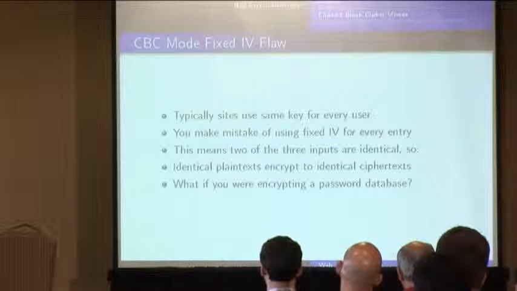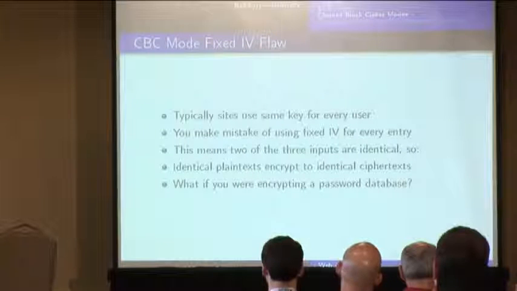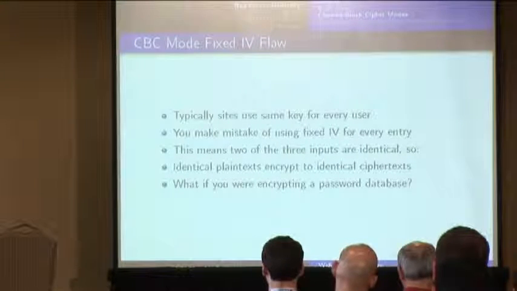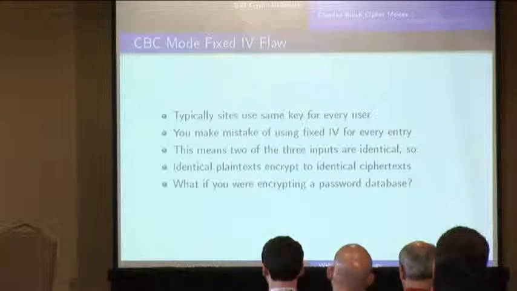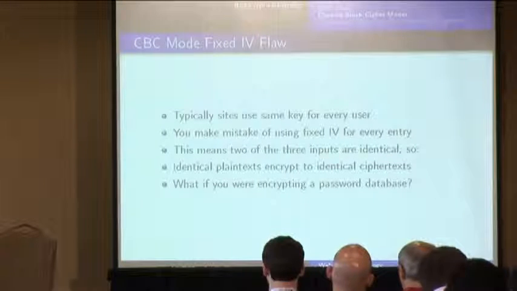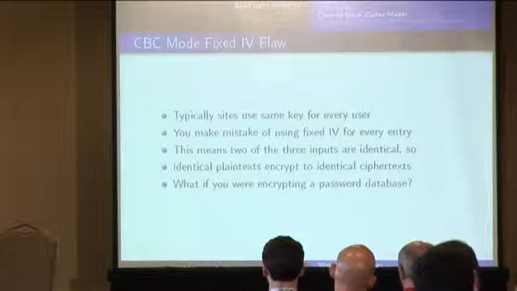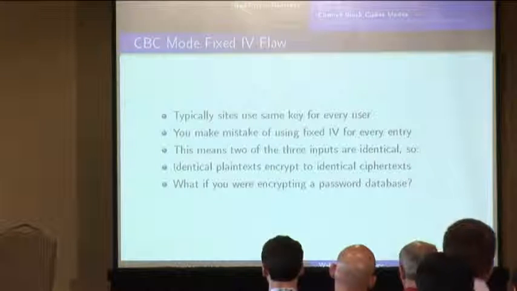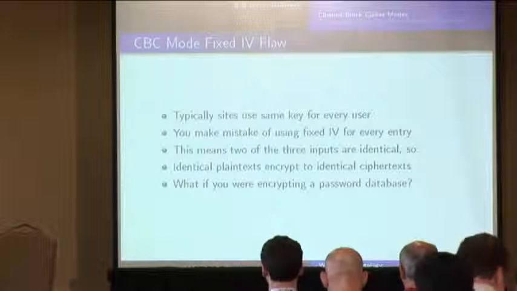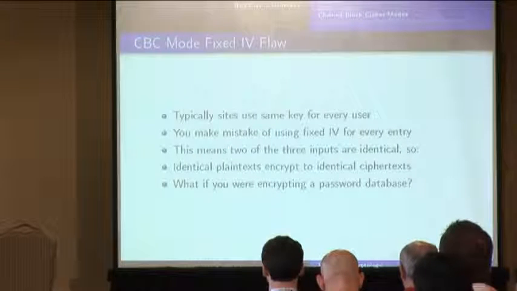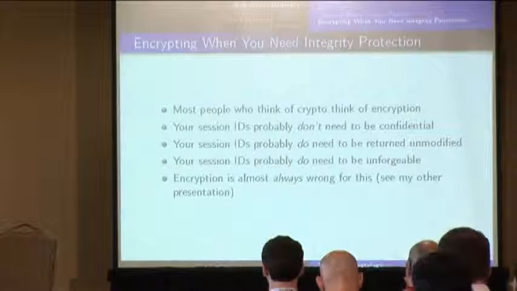But typically, generating random IVs is too much difficulty for developers, so they tend to use the same one for every user. And in fact, I even made this mistake once, probably 15 years ago in C. I failed to initialize a data structure properly, and so I ended up using an IV of all zeros or something. So it can happen even when you think you know what you're doing. In any case, this means that two of the three inputs are identical, so identical plaintext encrypts to identical ciphertext. If you're encrypting a password database, this is an obvious problem. Users could see that they had the same password as somebody else, particularly if the database was readable.